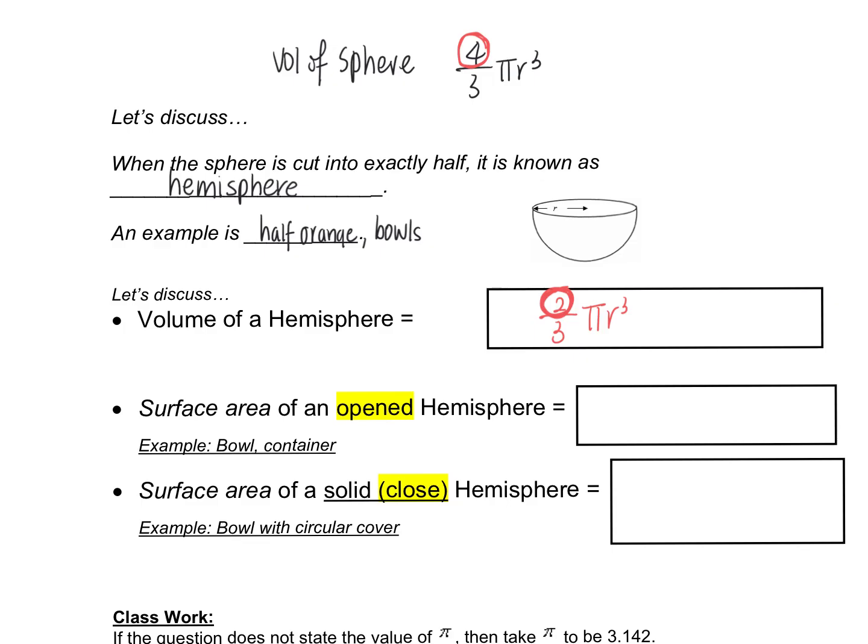Next, surface area of an open hemisphere. That means the top part here is non-existent. So instead of 4, it is 2 pi r squared, because for a sphere the surface area is 4. Following? So it will be just 2. But what if it's a closed one? That means if I cover the top, so instead of just this, what happened?